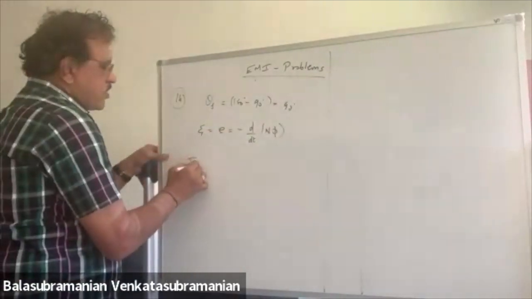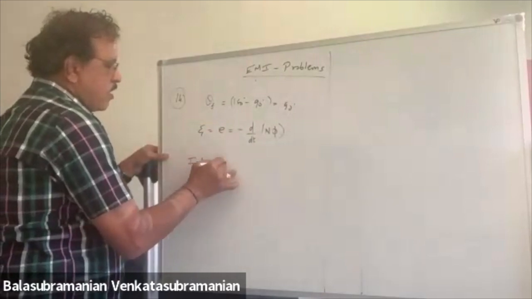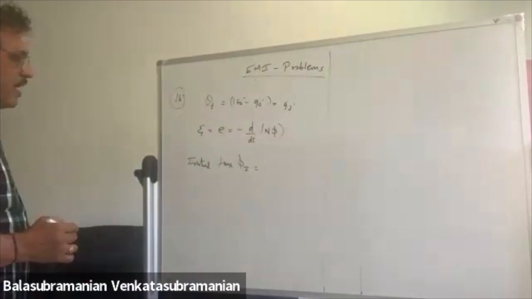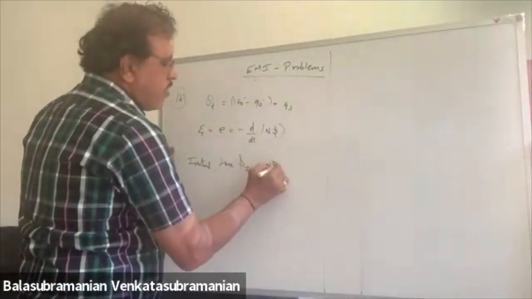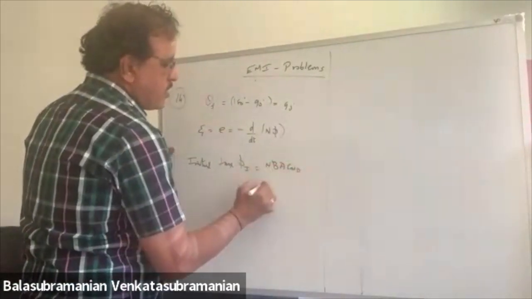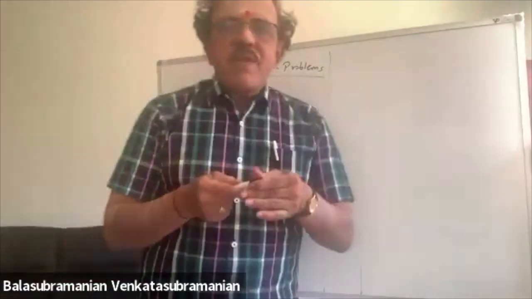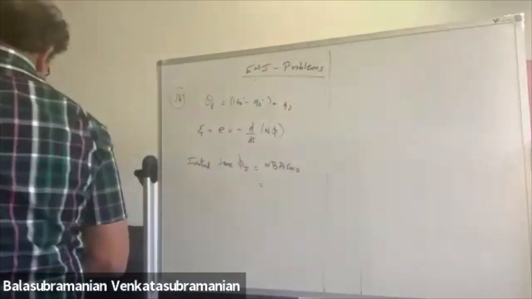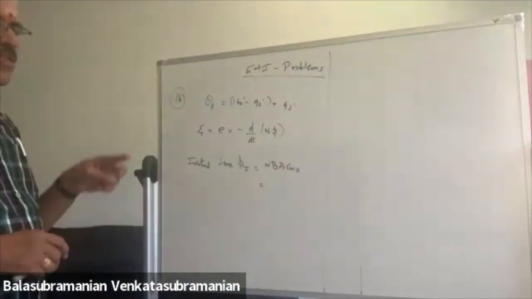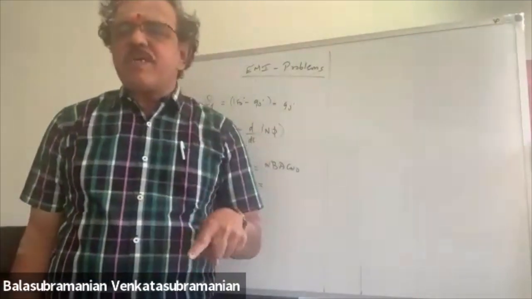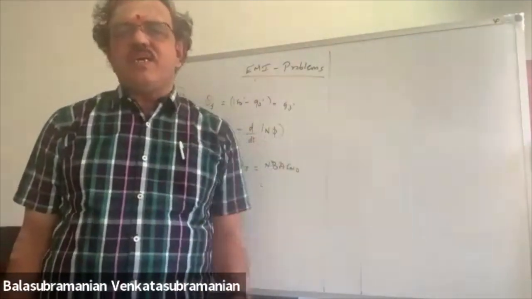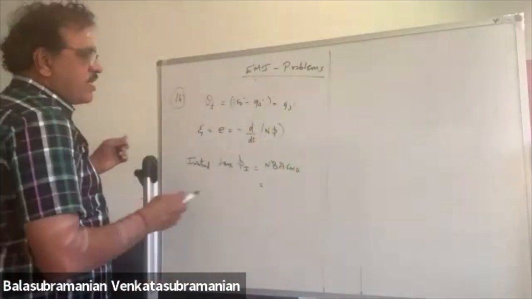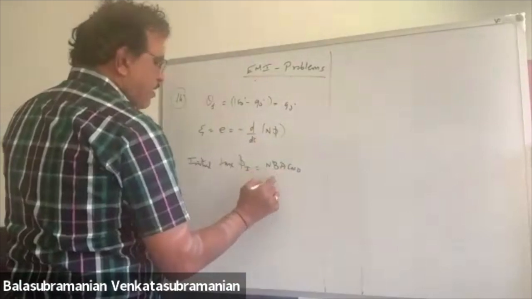Initial flux, phi I, is NBA cos 0. Already we have discussed: the plane of the coil is perpendicular to the field. Plane of the coil perpendicular means we only need the normal. The normal is parallel to the magnetic field. So here theta is equal to 0, NBA.